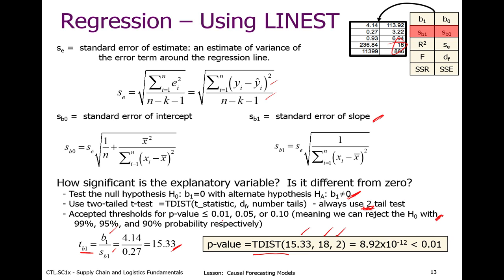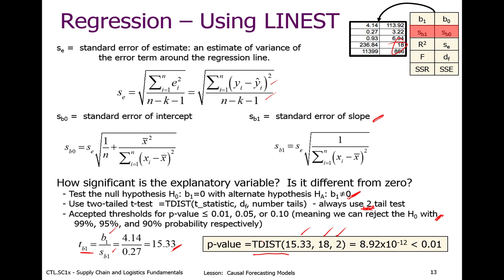Now, I can also use different threshold values. The commonly used ones, even though they're arbitrary, are 0.01, 0.05, or 0.10, which means I can reject the null hypothesis with 99, 95, and 90% probability, respectively. The lower the p-value, the higher the confidence that the model is explaining something.